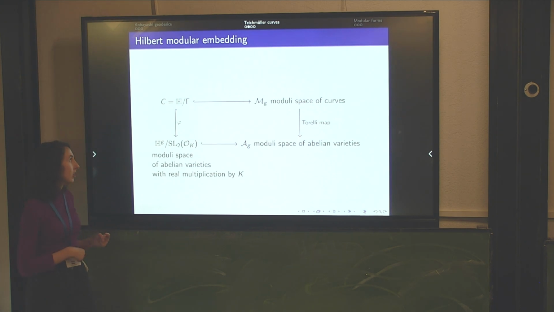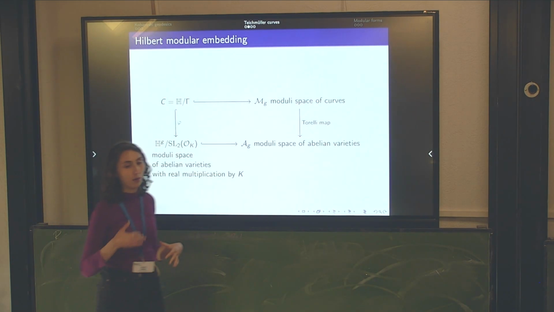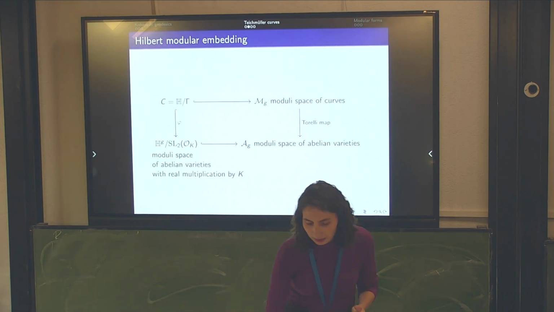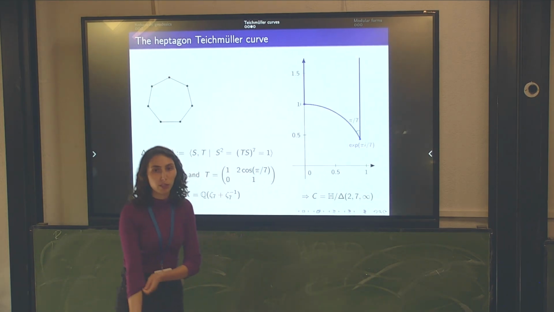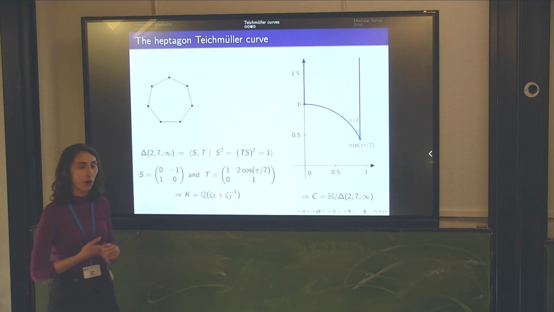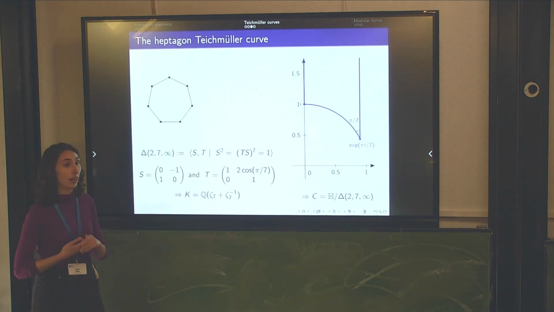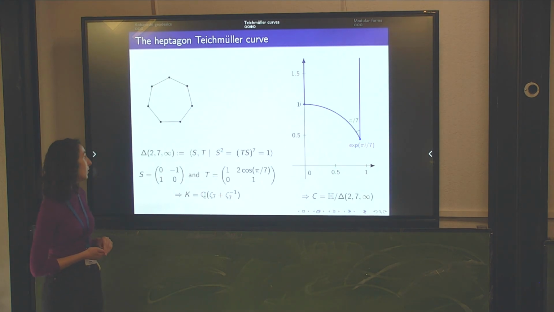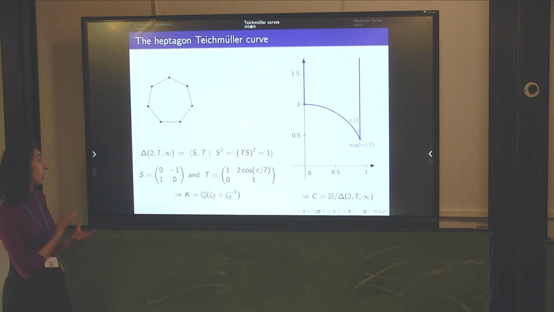And we can also do this directly by considering something which we call a Hilbert modular embedding, by embedding the Teichmüller curve directly into Hilbert modular varieties. So now let's apply this to our Teichmüller curve. So first of all, I want to rename the Teichmüller curve and call it the heptagon Teichmüller curve for the simple reason where its origin comes from.